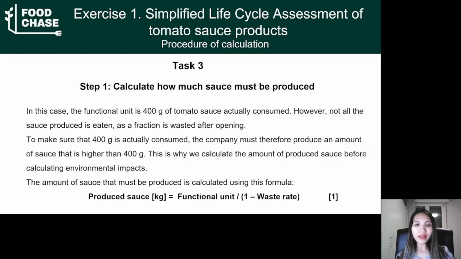So, to make sure that 400 grams is actually consumed, the company must produce an amount of starch that is actually higher than 400 grams. For this reason, we have to calculate the amount of produced starch before calculating environmental impacts. The real amount of starch that must be produced is equal to functional unit divided by 1 minus waste rate.